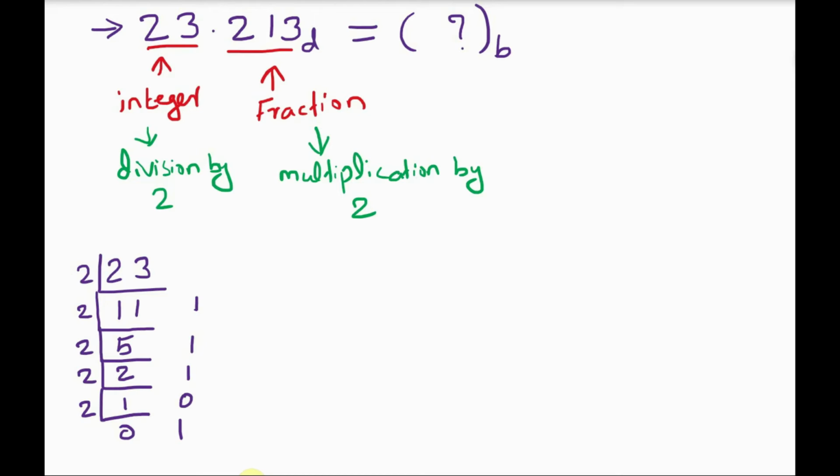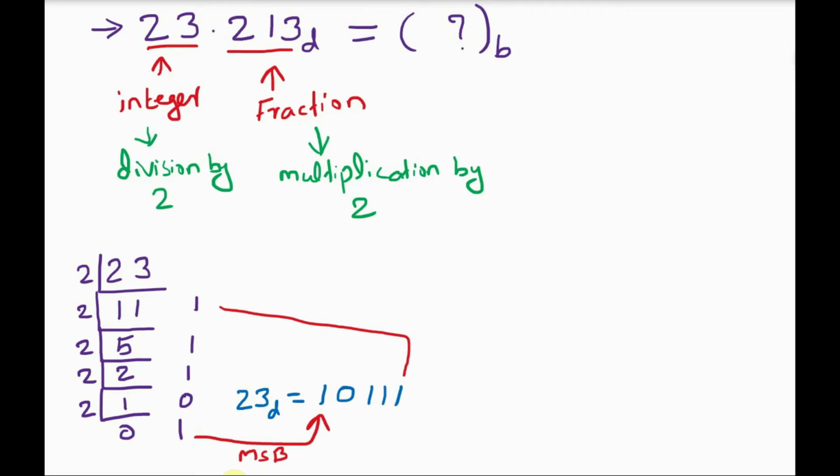That means the integer part 23 to the base 10 is equal to, how will we write? This is the MSB, isn't it? This is the MSB. So we will write 1, next number is 0, 1, 1, 1, and this last one is here. So we will write from bottom to top. So this is 23.